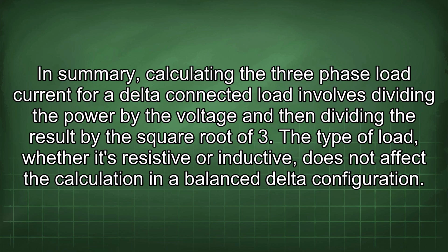In summary, calculating the three-phase load current for a delta-connected load involves dividing the power by the voltage and then dividing the result by the square root of 3. The type of load, whether it's resistive or inductive, does not affect the calculation in a balanced delta configuration.